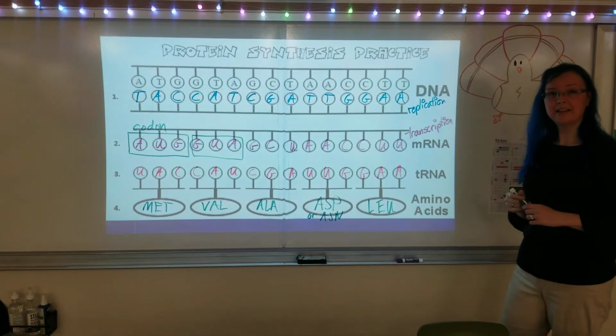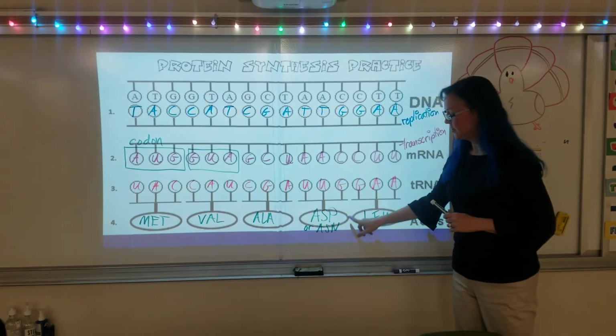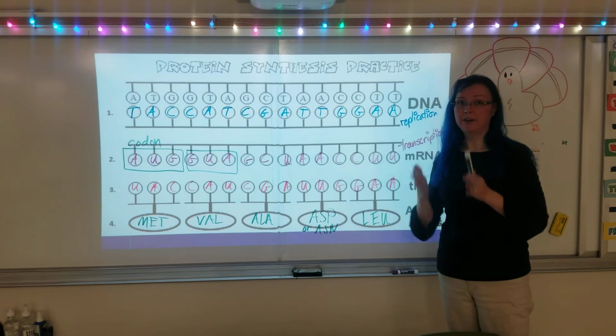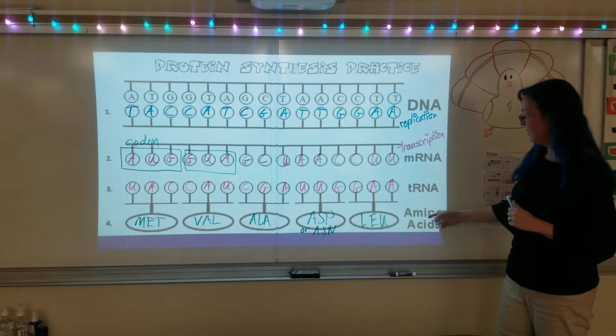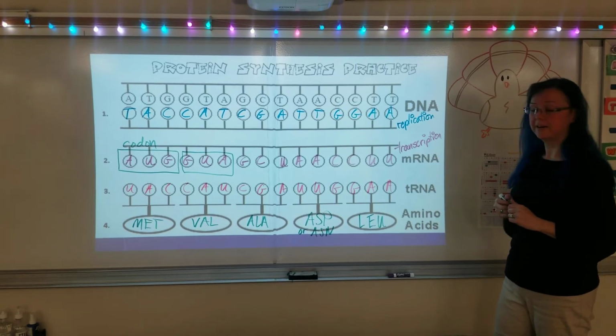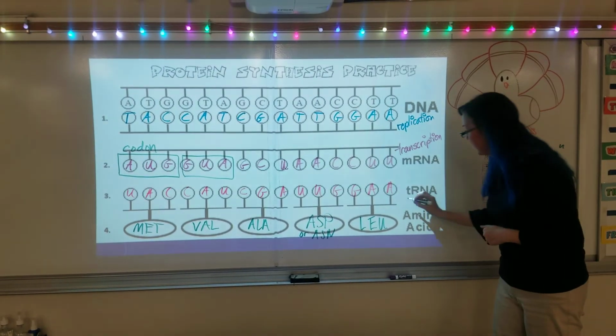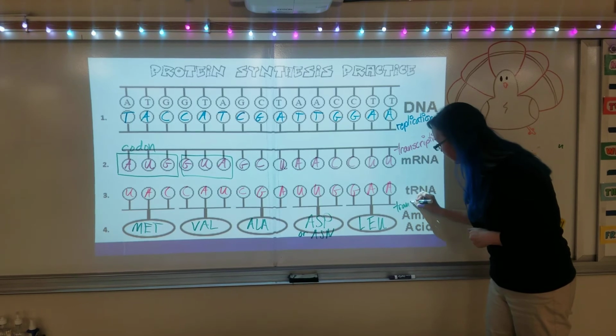Okay, so go back through and check your answers now. This one has two options depending on if you use the square chart or the circle chart. Either one is correct. All right, so we just did our amino acid off of our mRNA using our codons. So this is going to be translation.